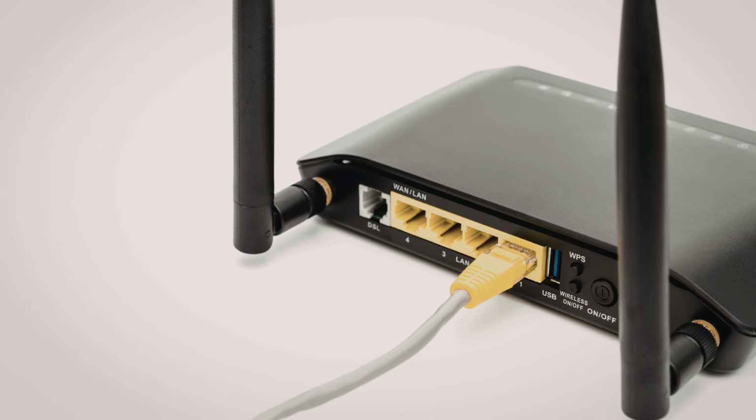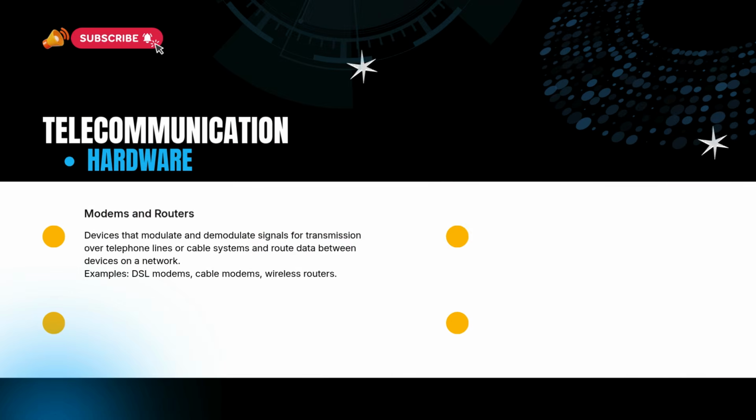Routers, on the other hand, direct that data to the right device in a network, making sure each computer or phone gets the information it needs. For example, DSL modems and cable modems connect homes to the internet, while wireless routers allow multiple devices to share that connection without using cables. Together, modems and routers make it possible for us to access the internet and communicate across networks.